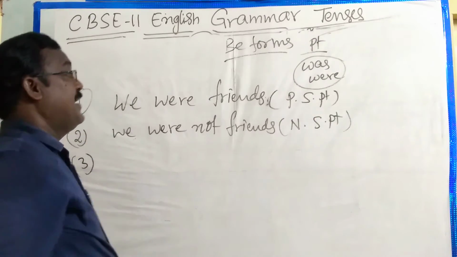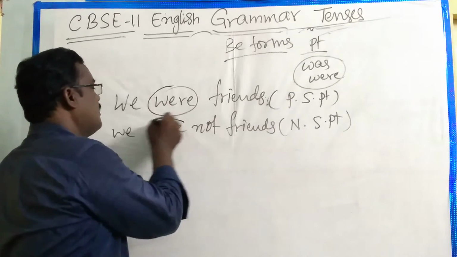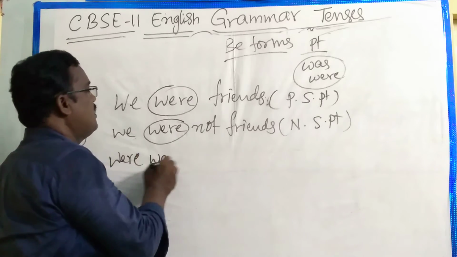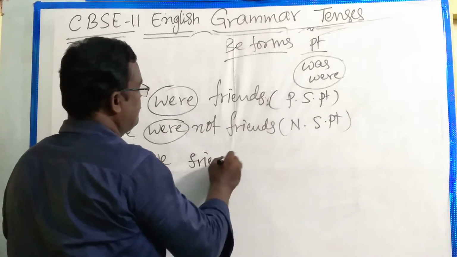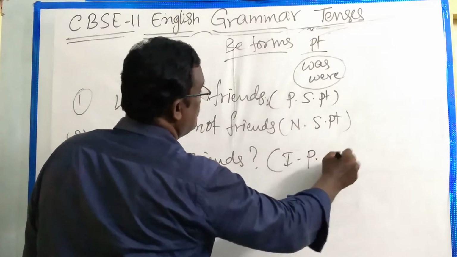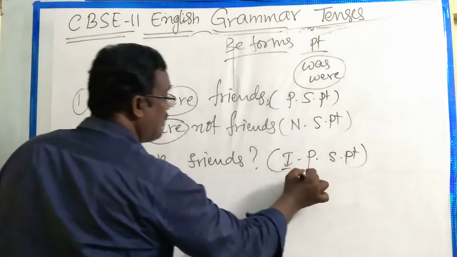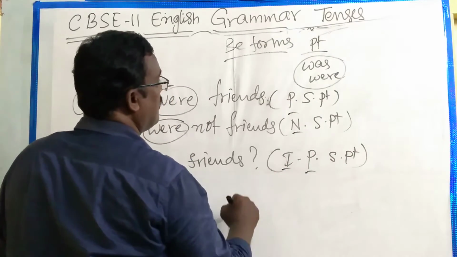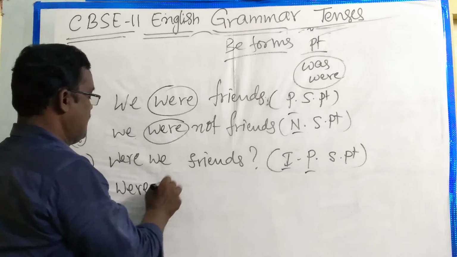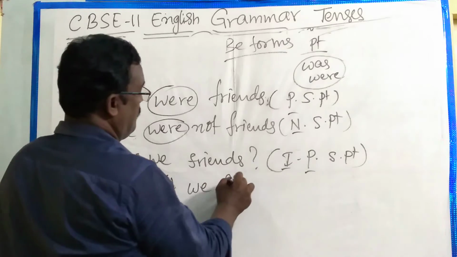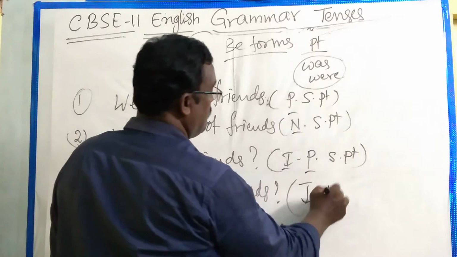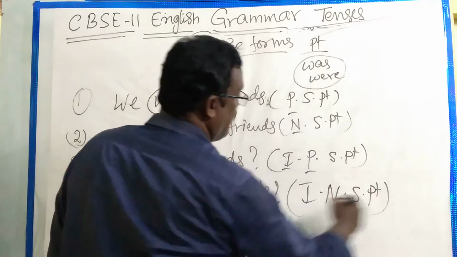Not. Interrogative sentence means immediately we have to take be form before the subject. Were we friends? This is interrogative, positive, simple past tense. Interrogative, positive. This is positive, this is negative. Now, fourth one. Weren't we friends? This is interrogative, negative, simple past tense.